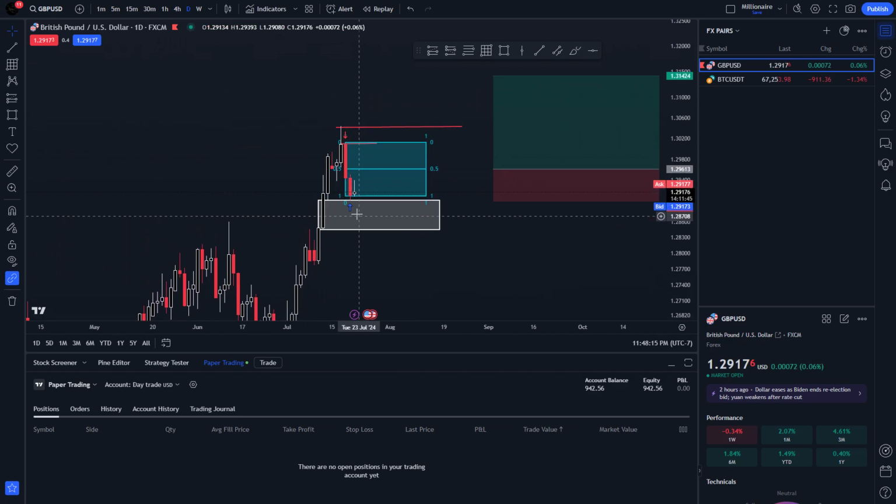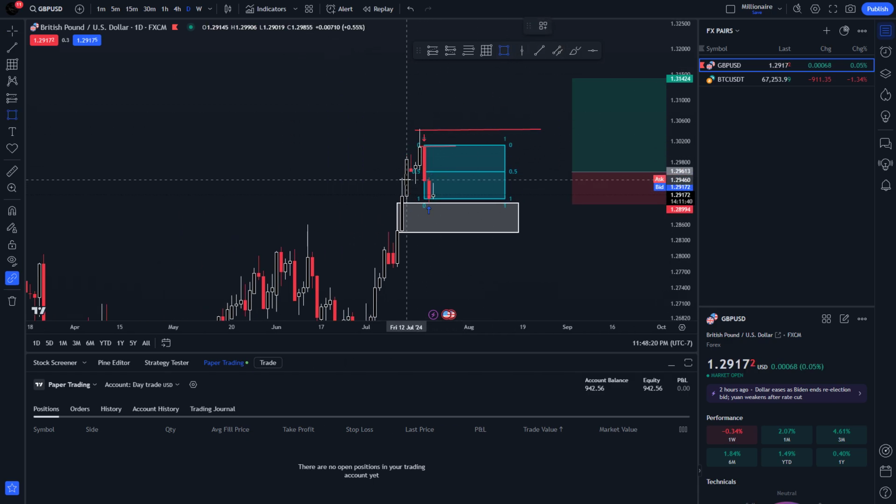We broke out just to hit the fair value gap, but we invalidated this little fair value gap right here after we validated it. So second try, close below, hit this fair value gap. If you close above this right here, then the order block is basically validated. So that's basically what I learned.